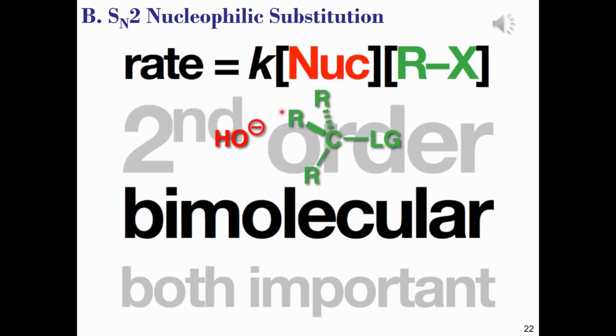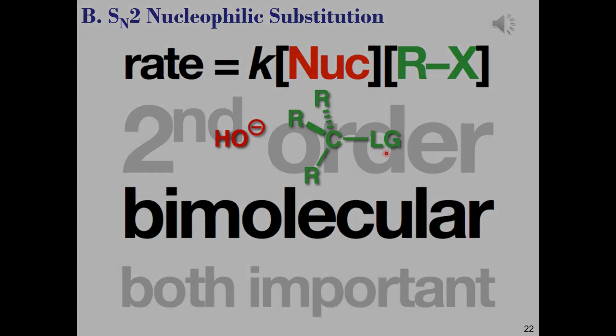So SN2 reactions are second order, and this means that any features that affect the nucleophile will have an effect on the rate of reaction, and likewise any structural features that affect either the substrate or its leaving group will also have an effect on the rate of reaction. So what we're going to do is look at these factors in turn in the subsequent videos, starting with the substrate in video 3.